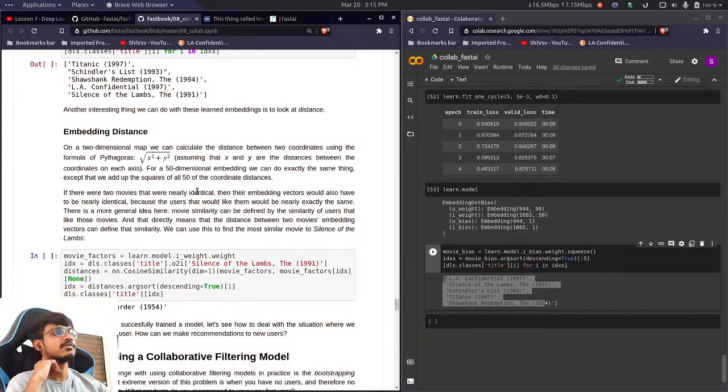If there were two movies that were nearly identical, then their embedding vectors would also have to be nearly identical, because the users that would like them would be nearly exactly the same. There's a more general idea here. Movie similarity can be defined by the similarity of the users that like those movies. So if I like a particular movie, then I would also like a similar movie, right? And that directly means that the distance between two movies' embedding vectors can define that similarity. You can use this to find the most similar movie to The Silence of the Lambs.